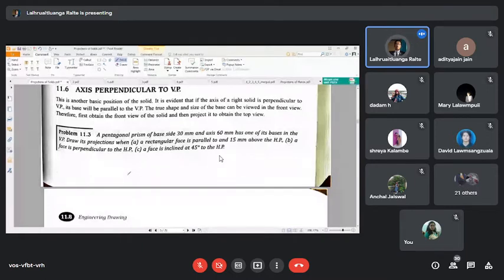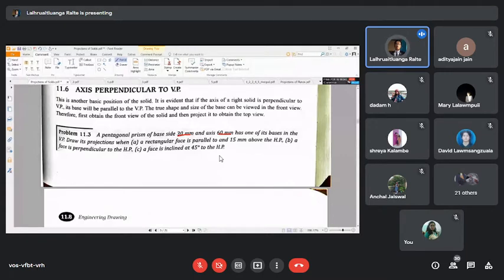So a prism which has a base with 5 sides measuring 30 mm each, and the axis of that prism is 60 mm, and one of its bases is in the VP, meaning that it is resting on the VP. A prism always has two bases, so one of its bases is resting on the VP. When we say lying or resting or has one of the bases in the VP itself, that base is parallel to the VP itself.